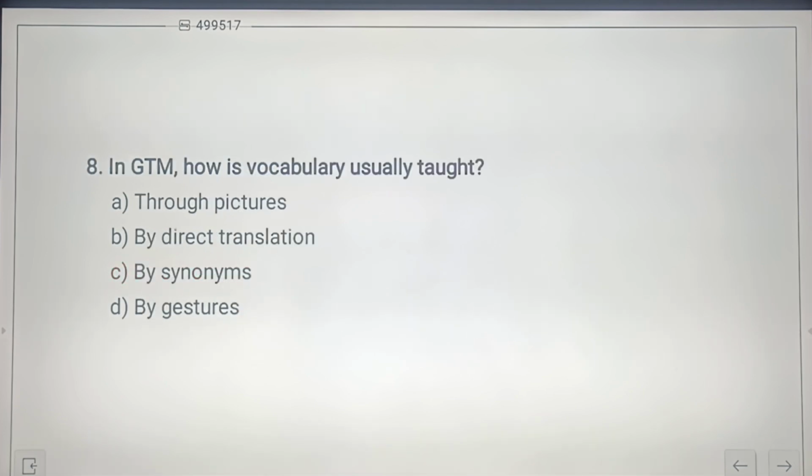Next, in grammar translation method, how is vocabulary usually taught? A. Through pictures. B. By direct translation. C. By synonyms. D. By gestures. The right answer is by direct translation, which is why it is known as grammar translation method.